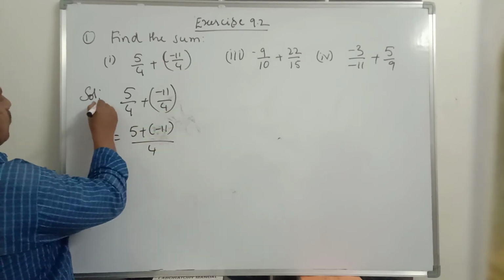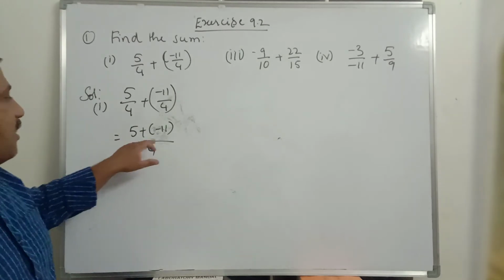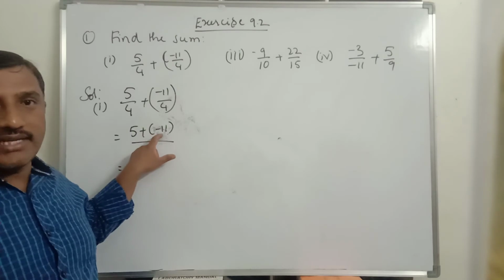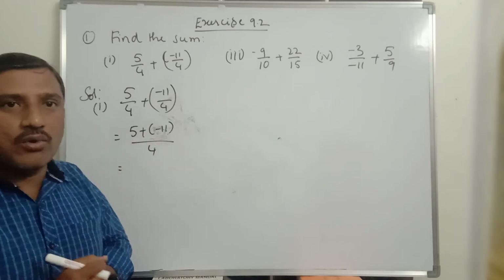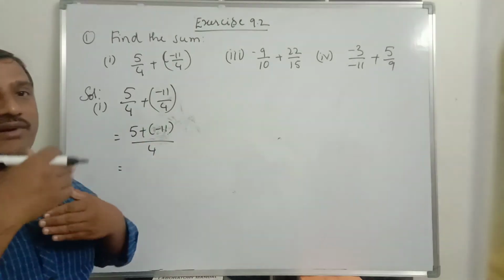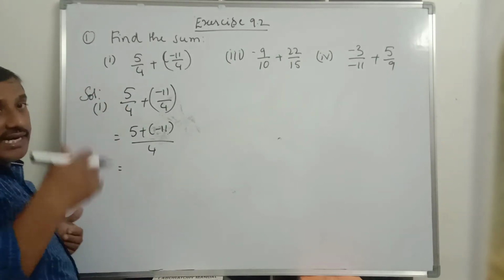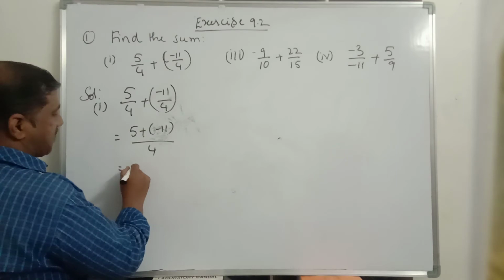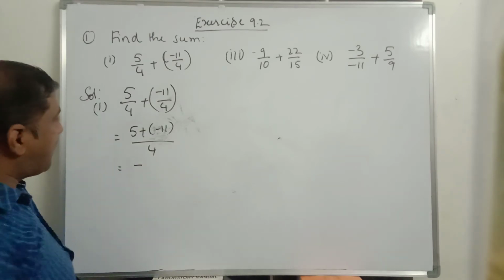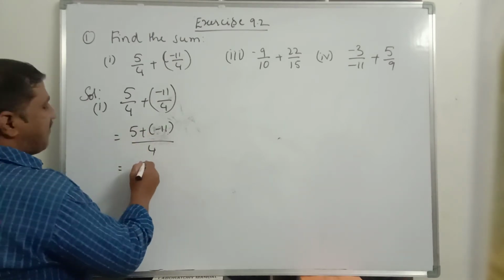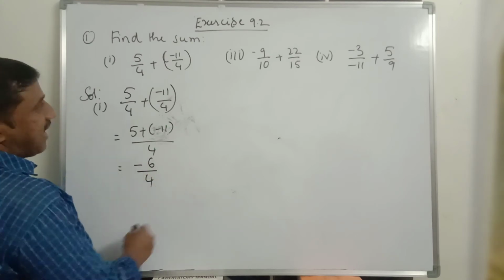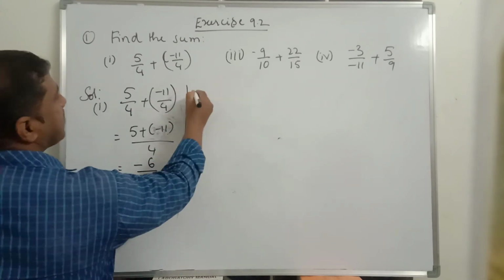That is equal to 5 plus minus 11. We are adding one positive integer and one negative integer, so different signs are there. What do we do? Subtract the smaller number from the greater number and take the greater number's sign. Here the greater number is 11, and its sign is minus. Therefore the sign is minus, and 11 minus 5 is 6. We get minus 6 by 4.